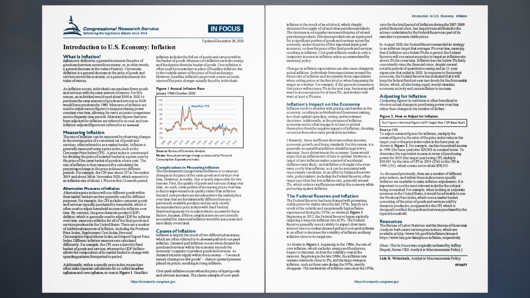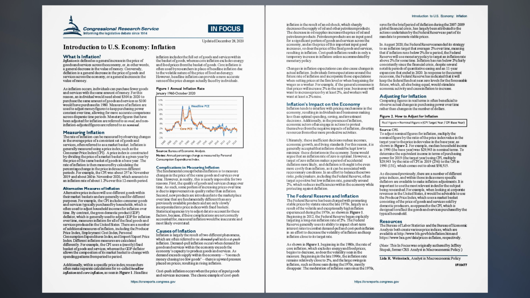As shown in Figure 1, beginning in the 1980s, the rate of core inflation, which excludes energy and food prices, begins to decrease, as does the volatility seen in the measure. Beginning in the late 1990s, the inflation rate remains relatively close to 2%, and the large swings in inflation, such as those seen during the 1970s, mostly disappear. The moderation of inflation seen since the 1970s, save for the brief period of deflation during the 2007 to 2009 global financial crisis, has largely been attributed to the actions undertaken by the Federal Reserve as part of its mandate to promote stable prices.